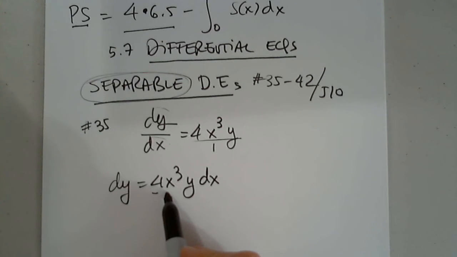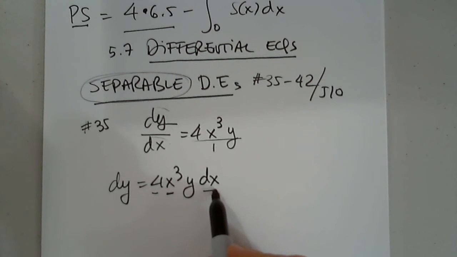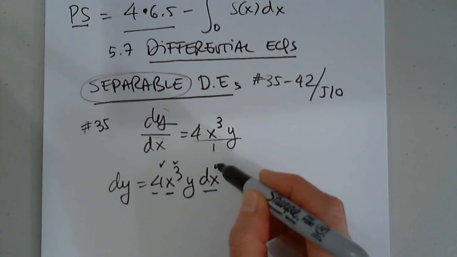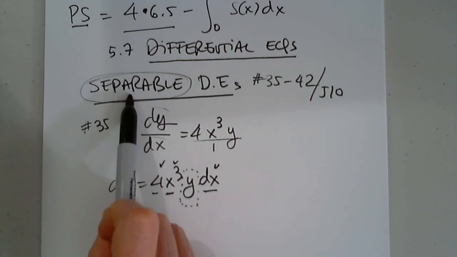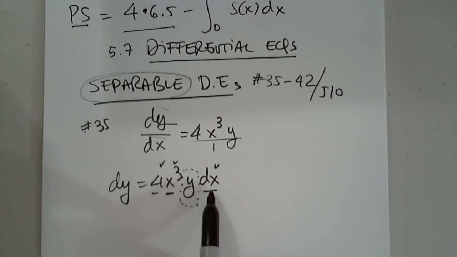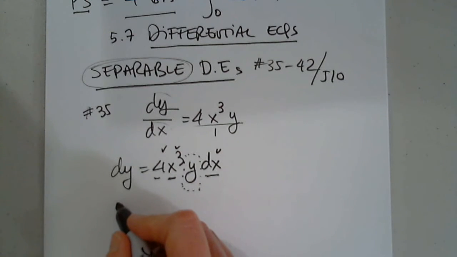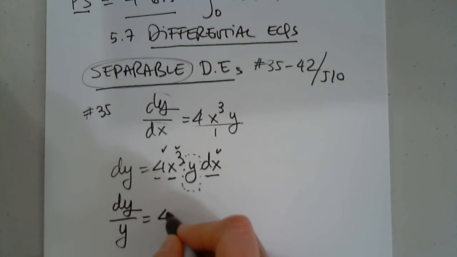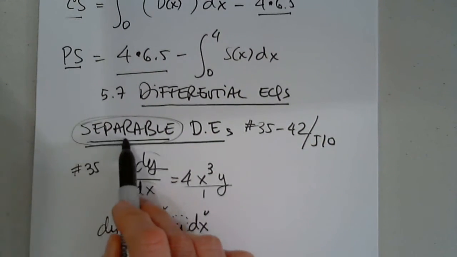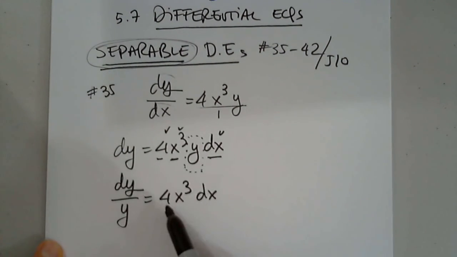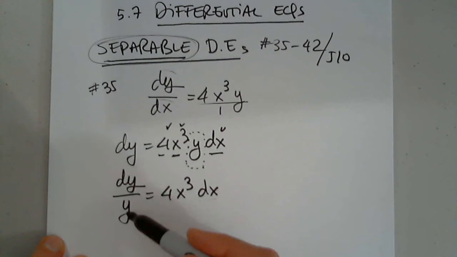Notice that 4 is a constant, x cubed is x cubed, and dx can stay on the same side because these are fine together. But this one does not belong here. We can separate it, dividing both sides by y. So dividing both sides by y will give us dy over y equals 4x cubed dx. I separated the variables completely. x with its dx is on one side, y with its dy is on the other.